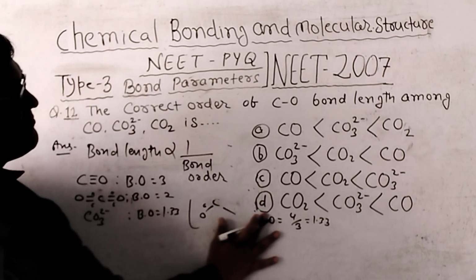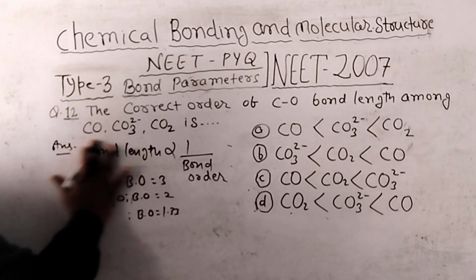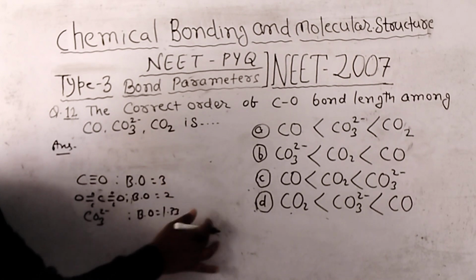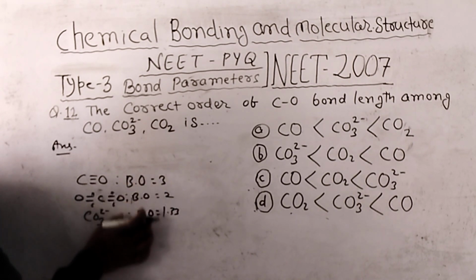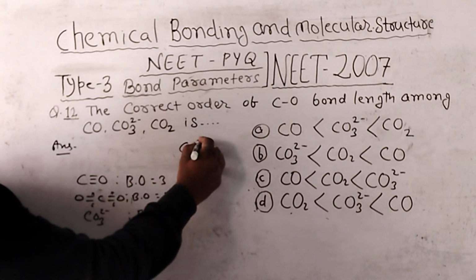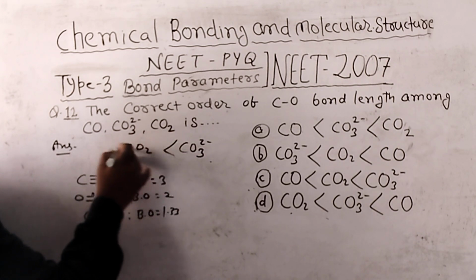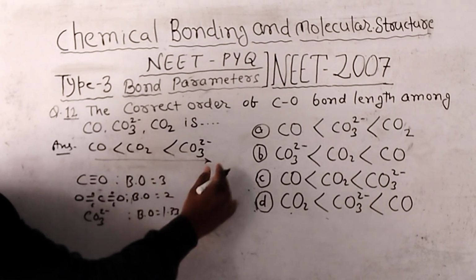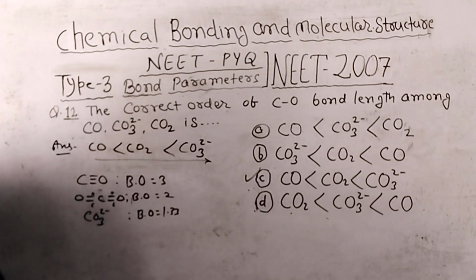Now from the formula, bond length is inversely proportional to bond order. So now we can write the order of bond length. Maximum bond order, minimum bond length. So carbonate ion has maximum bond length, after that CO2, after that CO. This is the increasing order of bond length. Now according to the given options, option C is correct.